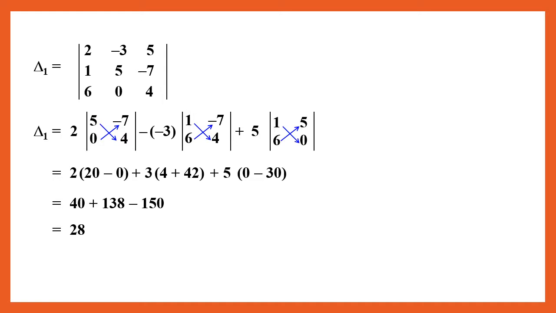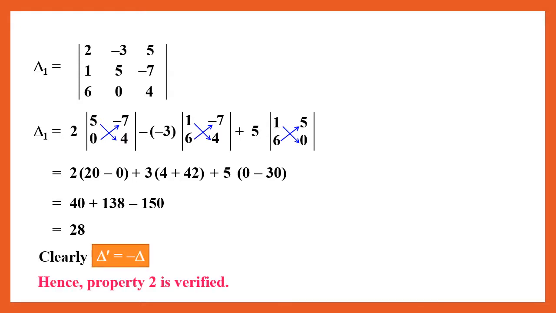So when we compare the value of delta and delta 1, we can see that numerically they are the same, but they have opposite sign. So when we apply the interchanging property, the value of the determinant only changes in the sign. So delta 1 is equal to minus delta.